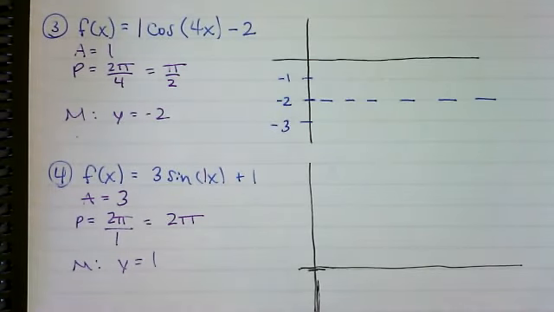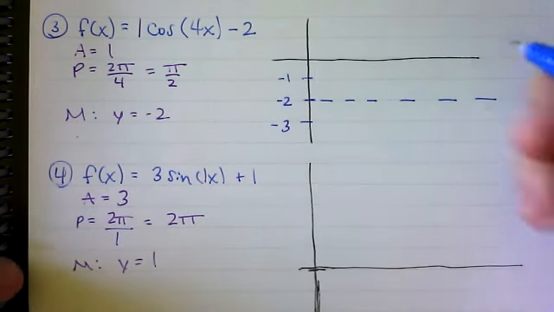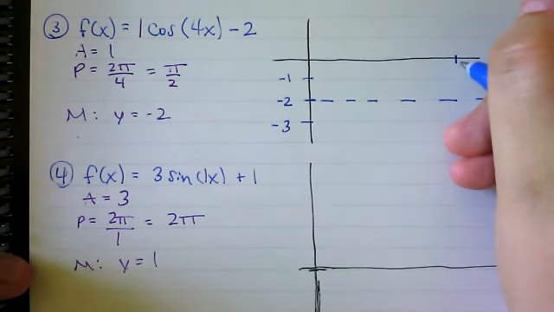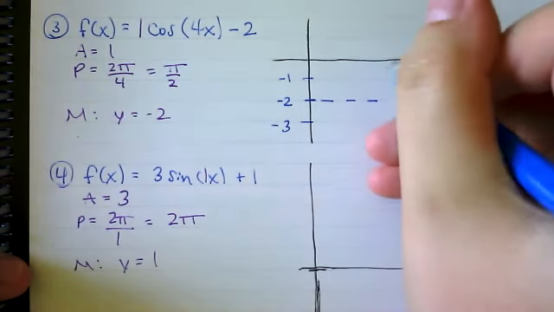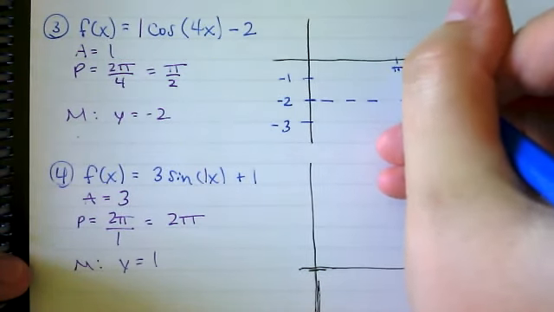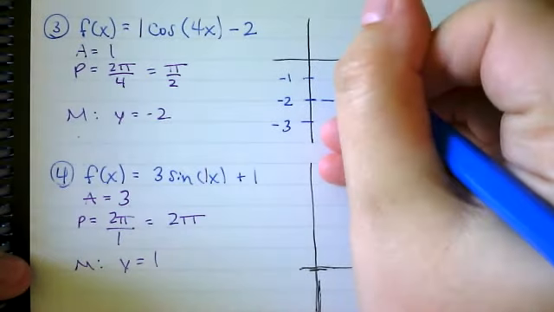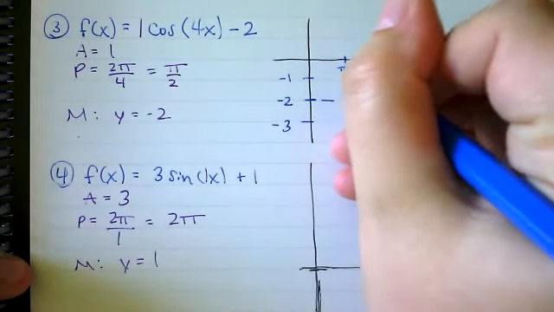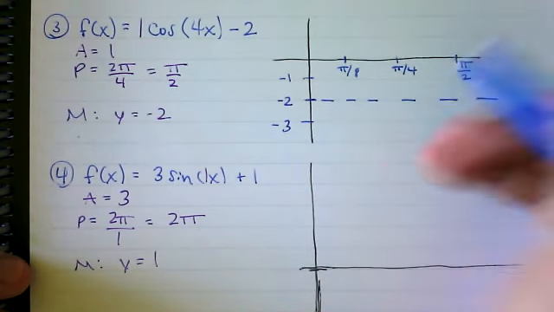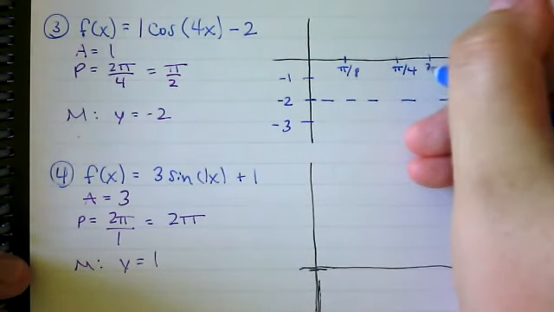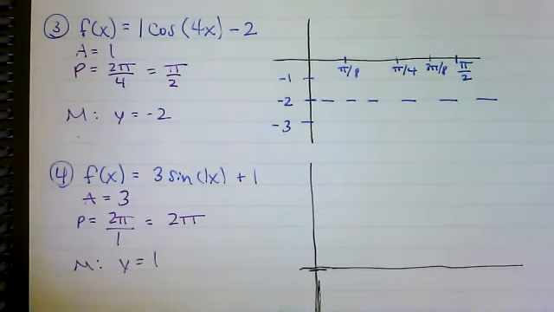Okay, so for this one, my last point is gonna be at pi over 2. Now I have to divide that in half, pi over 4. Divide that in half again, pi over 8. And then count up 1/8, 2/8, 3/8, or just multiply it by 3. So 3 pi over 8 would be this one.